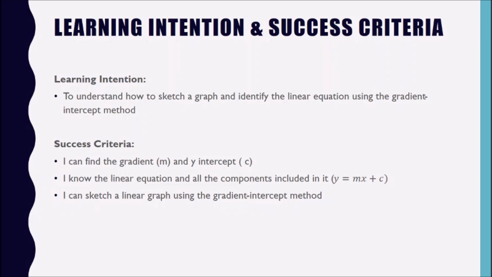The success criteria today is that you can find the gradient and y-intercept. The gradient is denoted by the letter m and the y-intercept is denoted by the letter c. And this is the linear equation, which I will talk about. You know the linear equation and all the components included in it, and you are able to sketch a linear graph using the gradient intercept method.